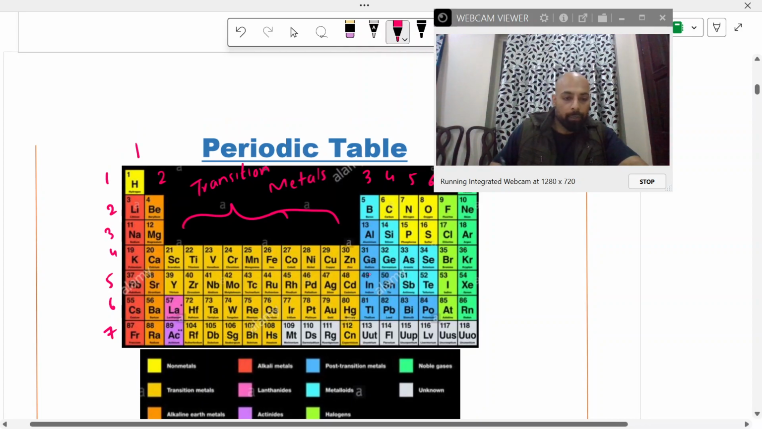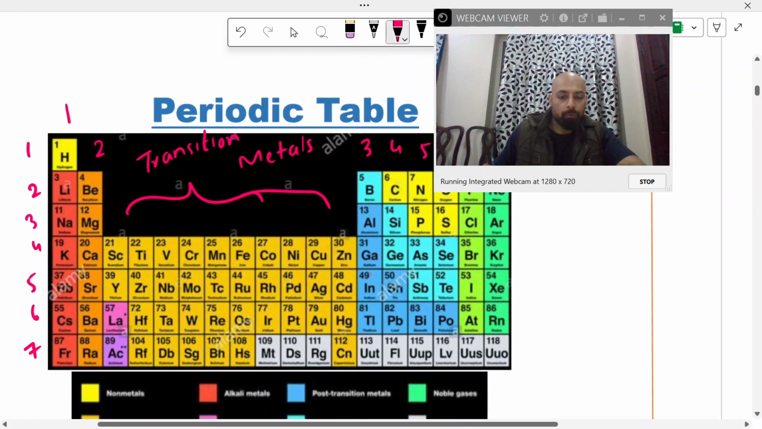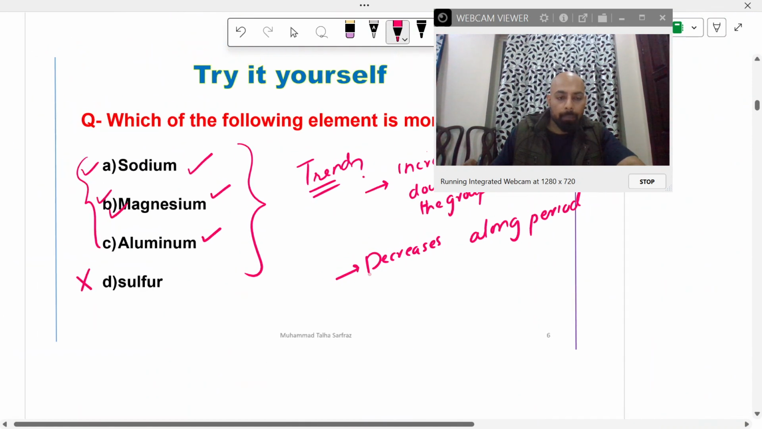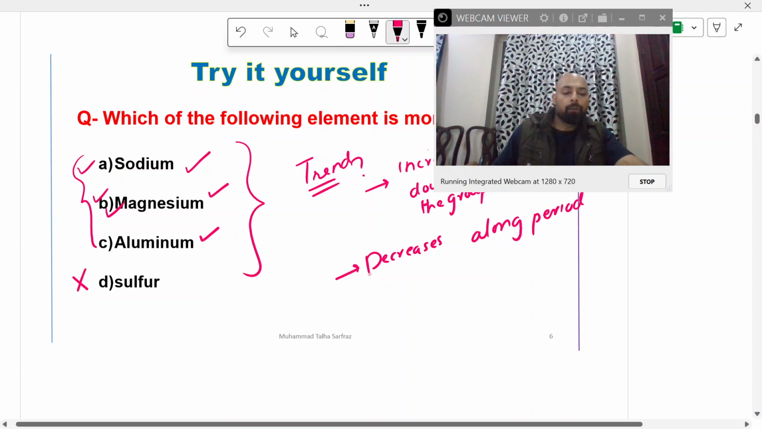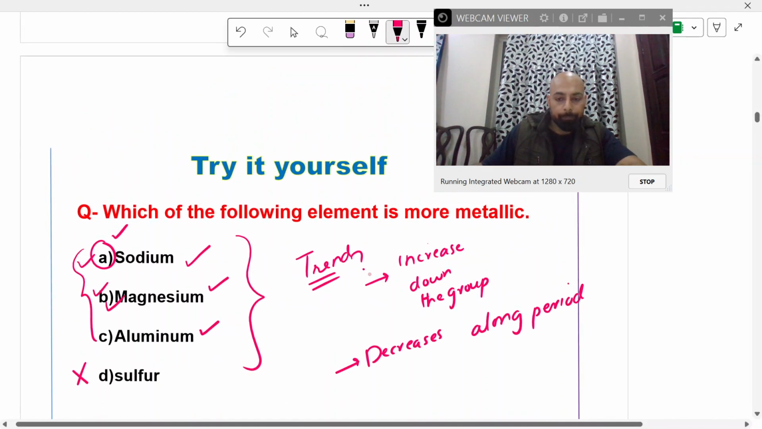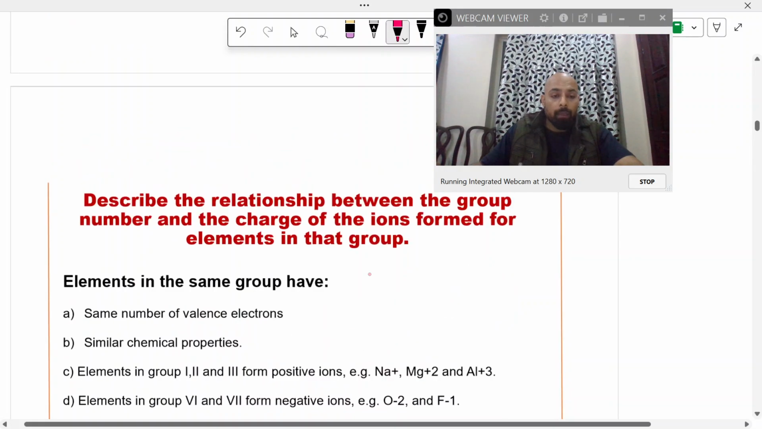We have sodium over here. If I could zoom it for you, we have sodium, magnesium and aluminum. So which one will be considered the most metallic of the three? The one that is most on the left side. Which one is present on the extreme left side of the table? That is sodium. So the correct answer is sodium. Sodium is more metallic than the remaining. Are we clear with this? Any problem? Great.